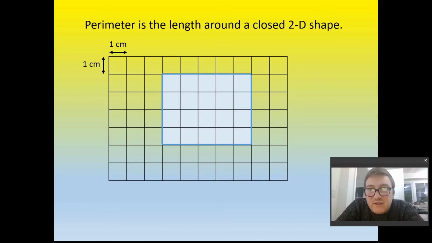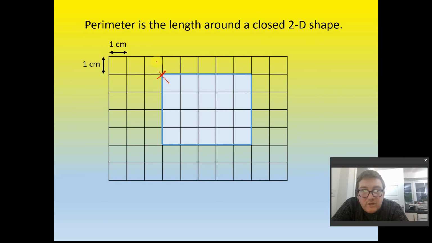So perimeter is the length around a closed 2D shape. Now, I noticed a lot of you yesterday were getting sort of muddled up with what you were counting from. So a top tip, whenever you're measuring a shape, always choose one corner to start with. I'm left-handed, so I always start on the left-hand side. So this is going to be my starting position, okay? If I was using a ruler, this is where I would place 0. If I was using a piece of string, this is where I'd start the point. If I was counting squares, this is where I'm going to start.